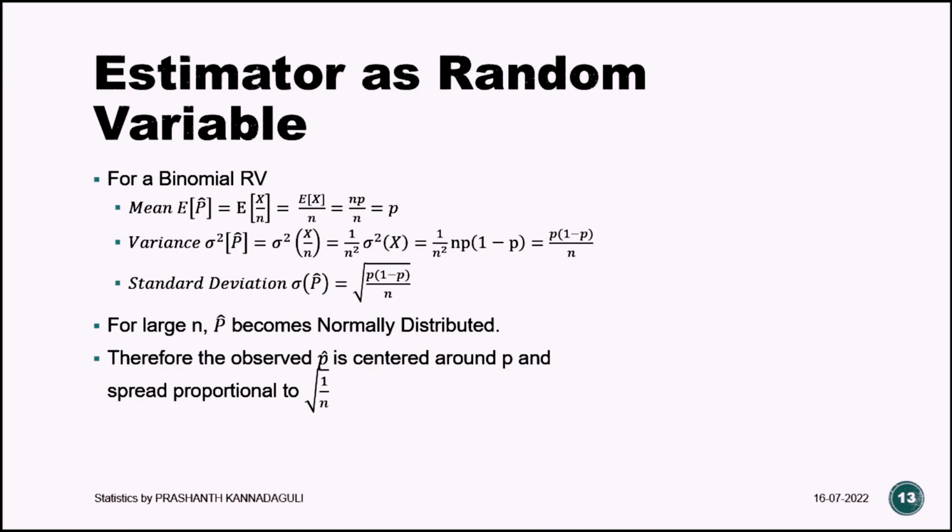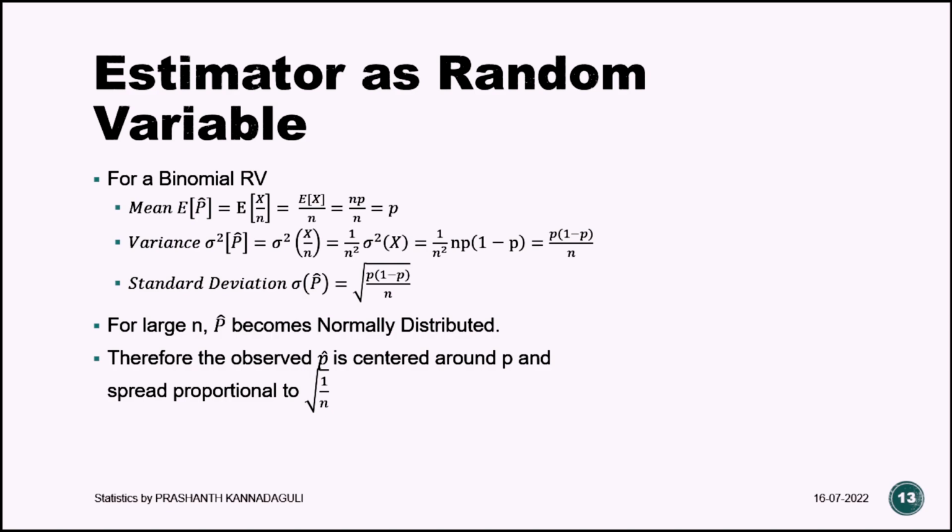First thing. Similarly, we can calculate the variance. Variance is denoted by sigma square of P. P cap is denoted by once again X by N. Now we have to follow the rules of mathematics. Whenever you are calculating the sigma square, if you have a constant, that constant comes out with the square term. You see, it is X by N, it comes out as N square.